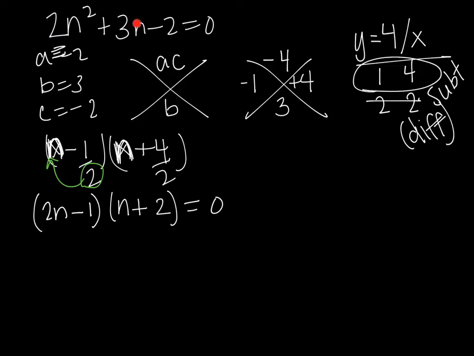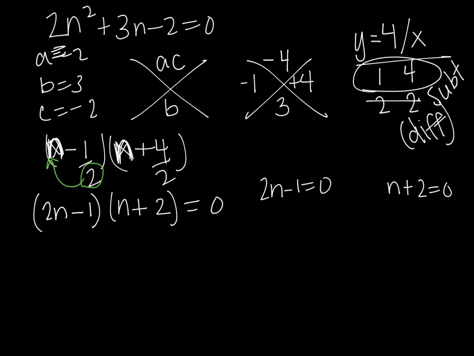But the problem is an equation. So if you got an equal sign, you're going to have to find something equals. So n equals is what we're looking for. So you're going to set each set of parentheses equal to 0. So we've got 2n minus 1 is the first equation equal to 0. What's the second equation? N plus 2 equals 0.